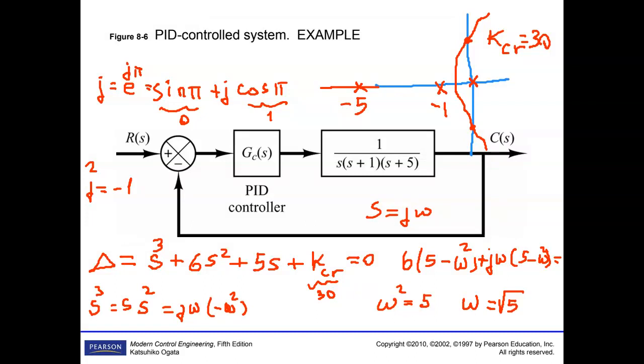Now I have a question. I found omega. How will I find Pcr, the period? How could I obtain the period? Come on, my good 11 students. If you know the frequency, how do you obtain the period?